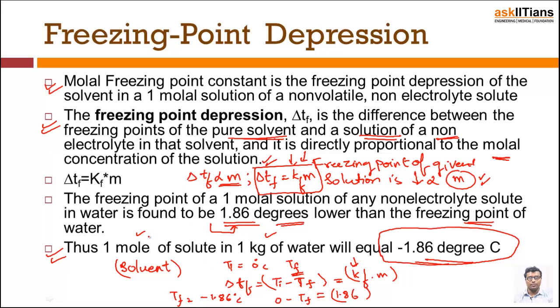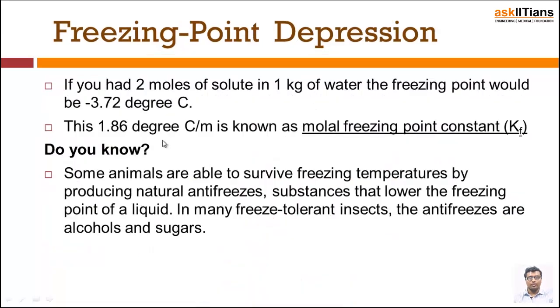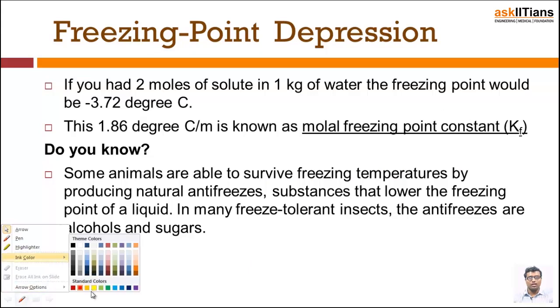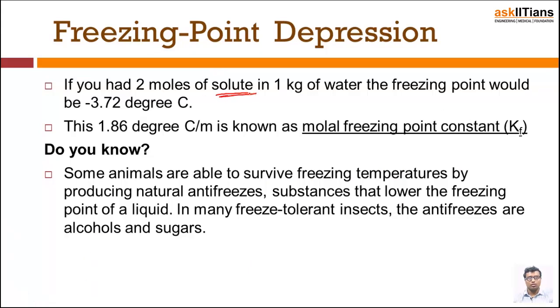So it was found that a 1 molar solution will have a freezing point of minus 1.86 degrees centigrade. This is an important point. When you consider 2 moles of a solute in a given solvent, what is happening? Now the molality will be 2, and similarly delta Tf will be 3.72.